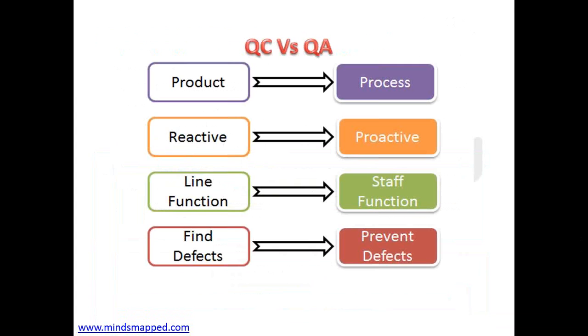And if you see the diagram, quality control versus quality assurance, quality control is completely focused on the product, reactive, the line functions, and finding the defects. But quality assurance talks about the process, the proactiveness in finding whether the processes being followed are correct or not. What are the functions of the staff, like the developer, what he is trying to develop, the tester, what he is trying to test. It is not worried about which part he is testing, what he is trying to test, or how he is testing.